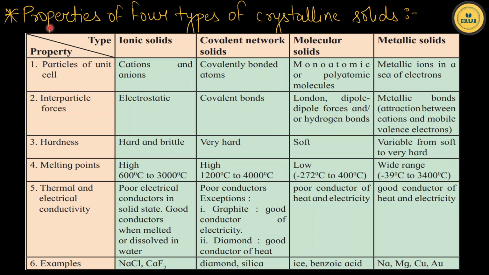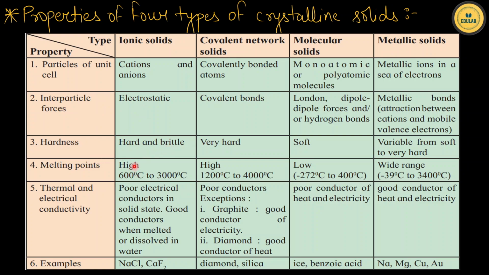Let's move to the next one. Next one is properties of four types of crystalline solids. There are properties and there are types of the crystalline solids. First one is ionic solid. The particle units are cation and anion. Interparticle forces are electrostatic. Hardness is hard and brittle.